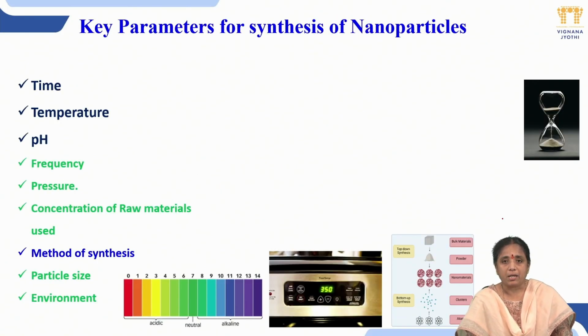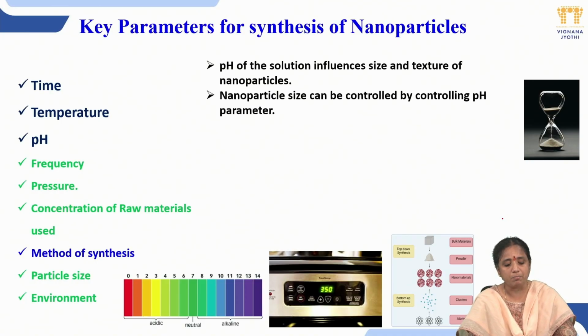So what are the key parameters for a person who wants to prepare a nanomaterial? What are the key parameters that need to be followed? Basically, when we don't have sophisticated equipment or large equipment, we can establish our own lab, and the main ideas are that time, temperature and pH are the key factors which we need to maintain when we are preparing.